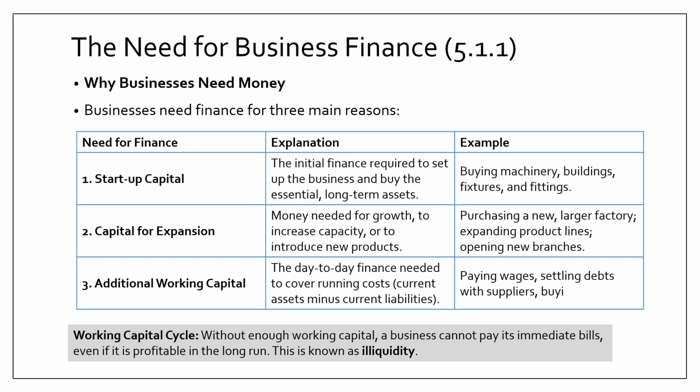Number three, additional working capital. The day to day finance needed to cover the running cost. Current assets minus current liabilities is your working capital. For example, paying wages, settling debts with suppliers on a daily basis. What is the working capital cycle? Without enough working capital, a business cannot pay its immediate bills, even if it is profitable in the long run. This is known as illiquidity.